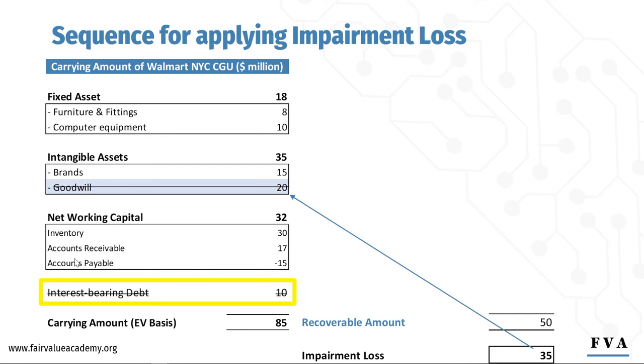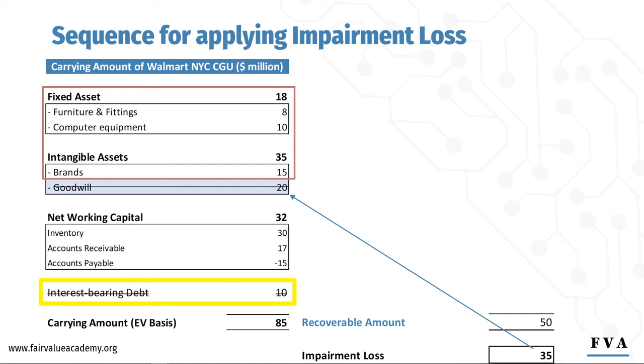IAS 36 then requires the carrying amounts of fixed assets and intangible assets to be reduced on a pro rata basis. So this balance of loss of 15 million would need to be allocated to the fixed assets and intangible assets based on a pro rata of their current values.